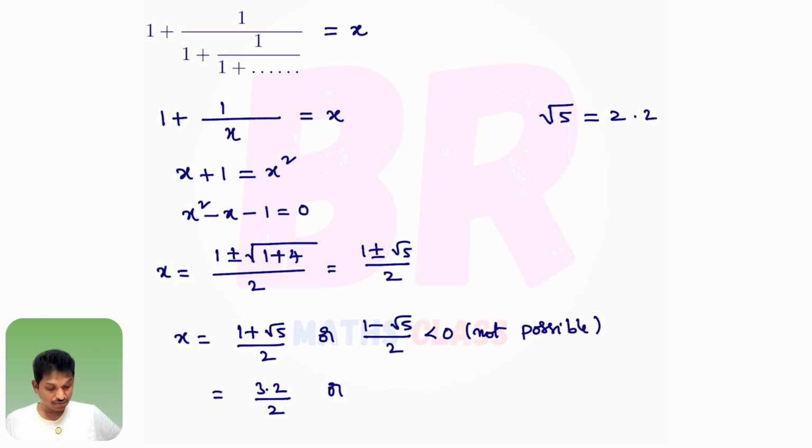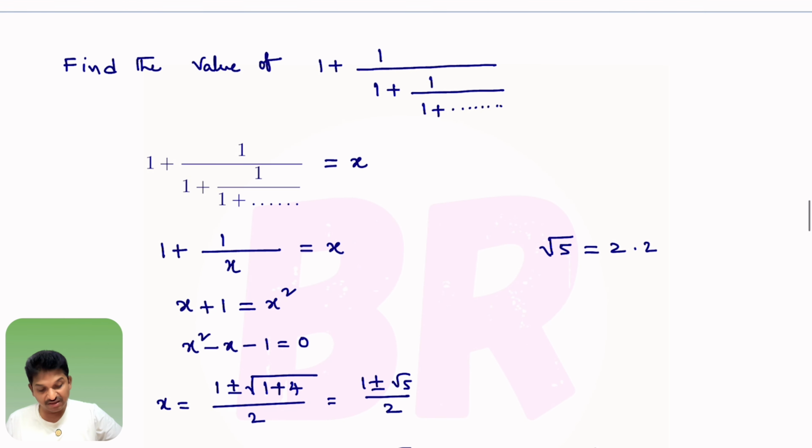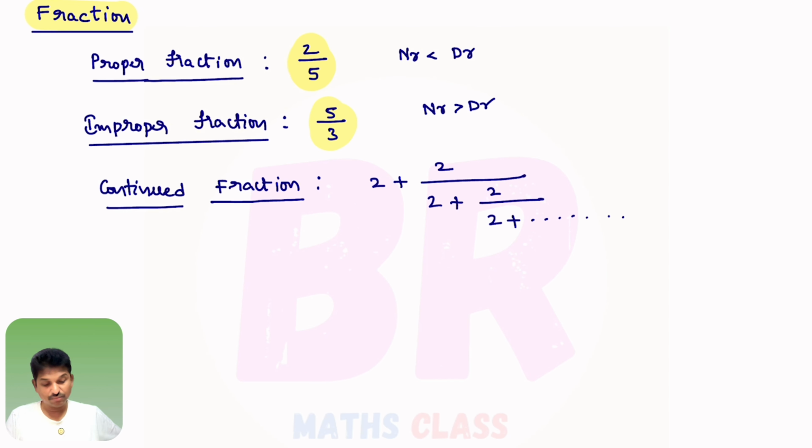So the x value is 3.2 divided by 2. Further, if you simplify, 3.2 can be written as 32 by 10, and 32 by 10 into 2 is 32 by 20. So 32 by 20 is the value of this continued fraction.